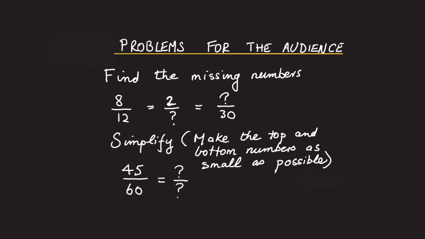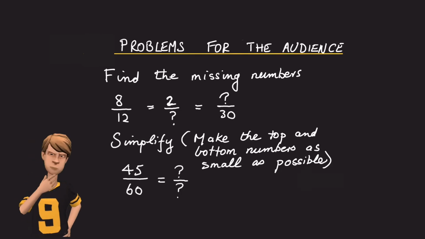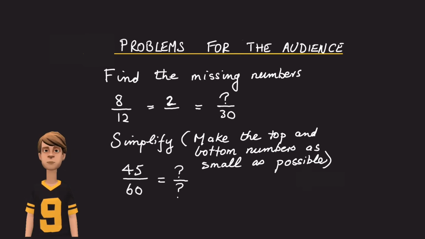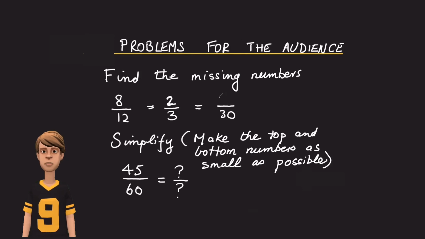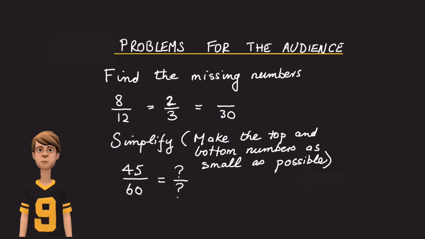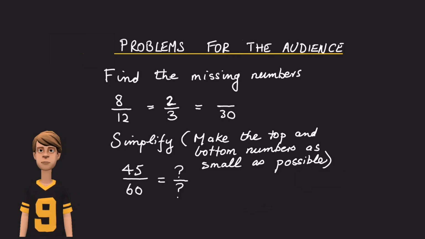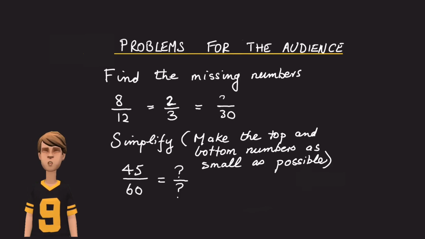Okay, George, would you like to tell us what you did in these problems? Well, the 8 has changed to a 2, so it must have been divided by 4. So if I divide the 12 by 4 as well, that will give me 3. And for the second one, the 3 has been changed to 30, so it must have been multiplied by 10. So if I multiply the top by 10, that gives me 20.